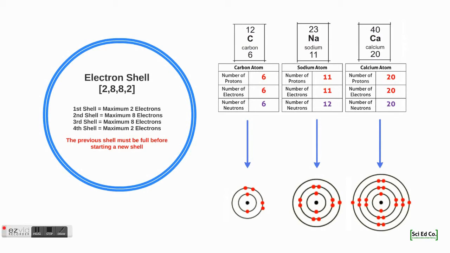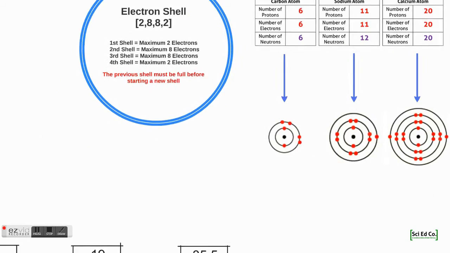In the second example, we're looking at sodium. Sodium has an atomic number of 11, therefore there are 11 electrons. Using the 2882 rule, we have put 2 in the first shell, 8 in the second shell, and 1 in the third or outer shell. We would say sodium has an electronic configuration of 2, 8, 1. In the last example, you can see that calcium has an electronic configuration of 2882. All of the shells are full.